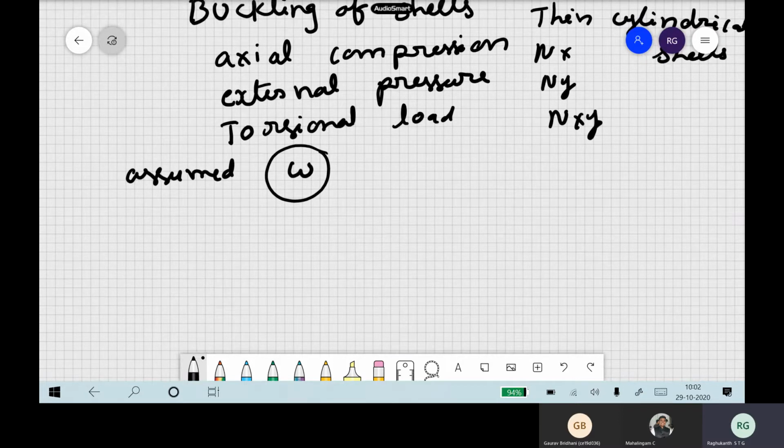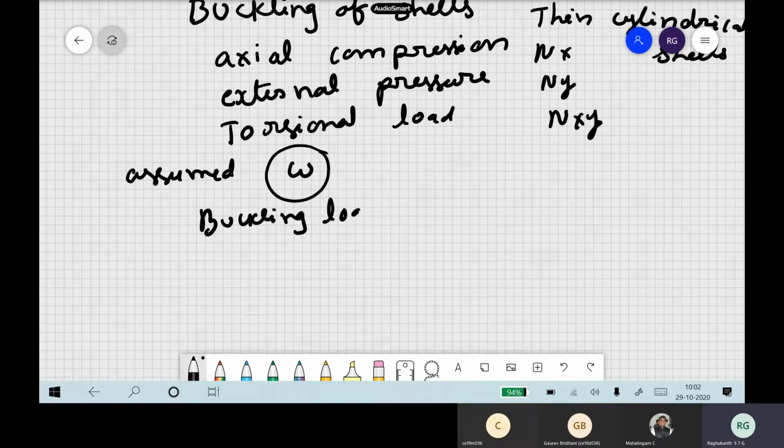The main problem in shells is the buckling load. It is a little bit complex. You don't have any closed form kind of thing, so it depends on m and beta, or m and n, and they are linked in a complex fashion. They appear in the numerator and the denominator, so it becomes very difficult. What value of m and what value of n will give you the buckling load?